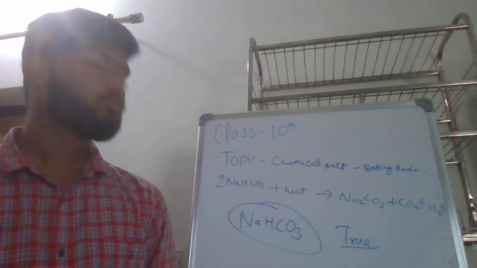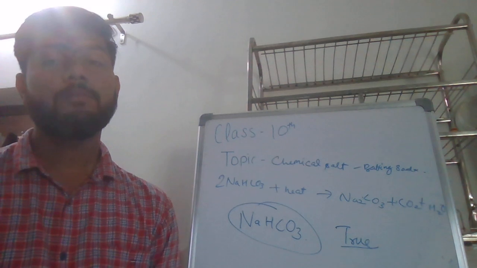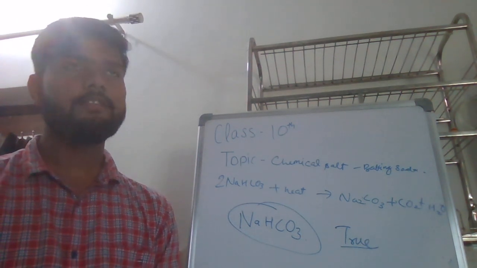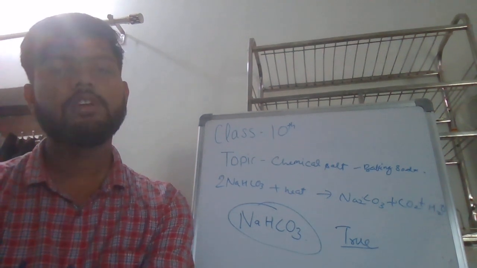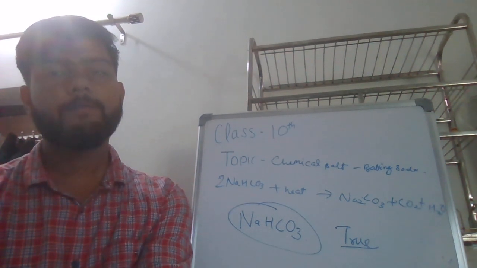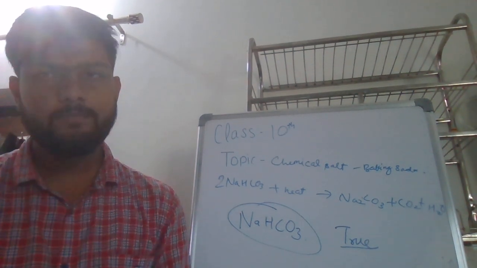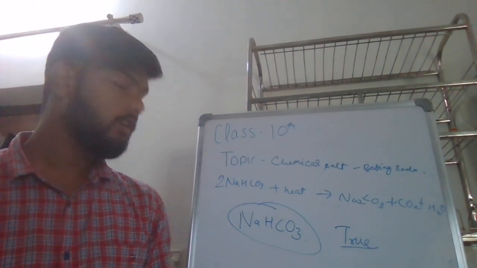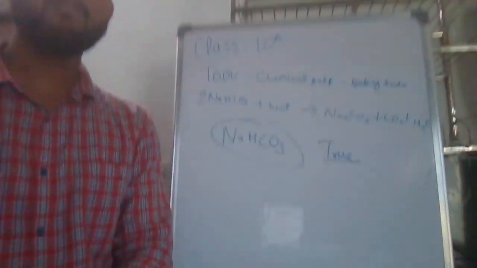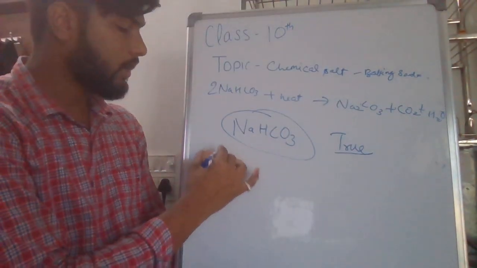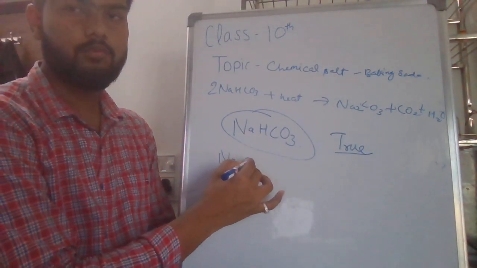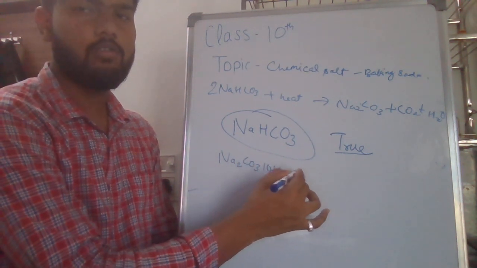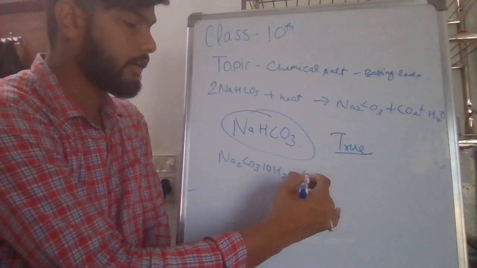Now we will come to know the preparation of washing soda. Define the preparation of washing soda. Here we will learn the definition. First of all, we have to know the formula: Na2CO3.10H2O, hydrated sodium carbonate.